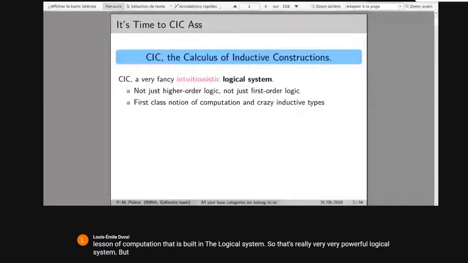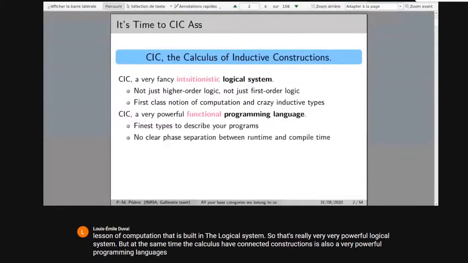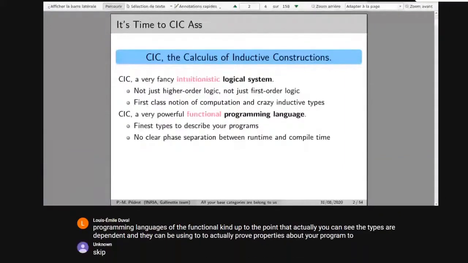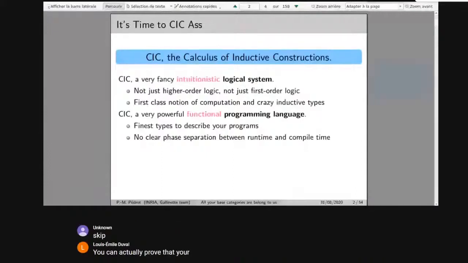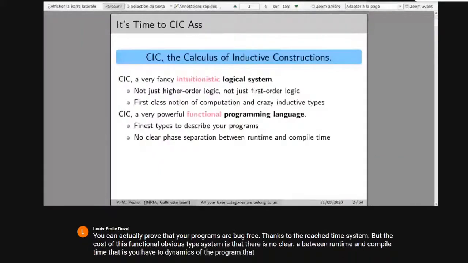But at the same time, the Calculus of Inductive Constructions is also a very powerful programming language of the functional kind, up to the point that you can see the types are dependent and they can be used to actually prove properties about your program, so that you can prove that your programs are bug-free thanks to the rich type system. But the cost of this type system is that there is no clear separation between runtime and compile time. That is, you have the dynamics of the program leaking into the type system.